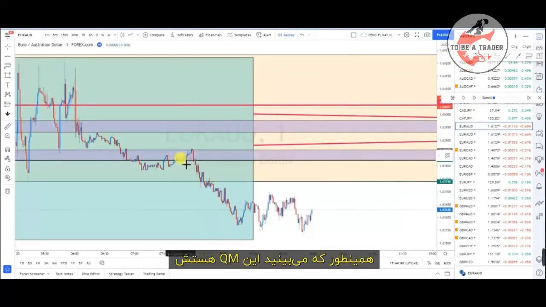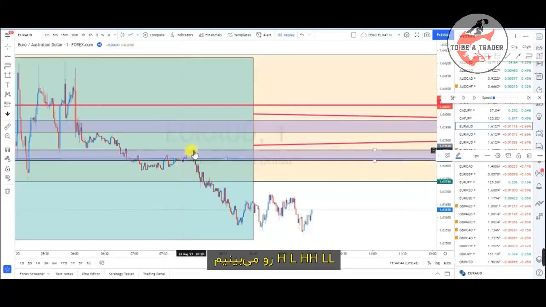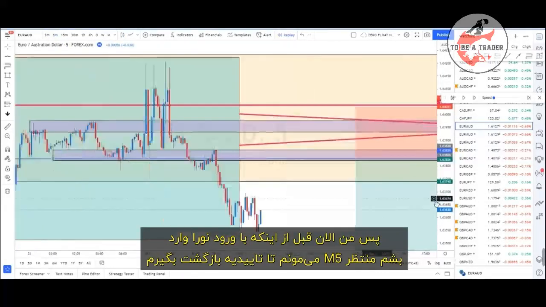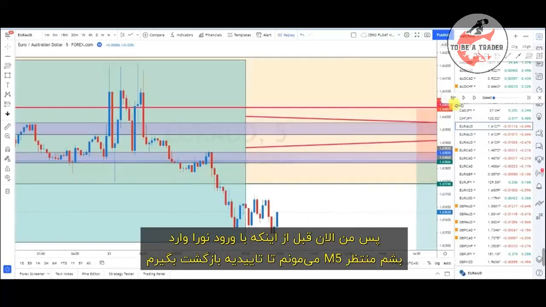As you can see here, this here is the QM. High, low, higher high, lower low. Remember, guys, in the Nora entry that we learned, it is the setup. Inside the setup there is QM. So this is the QM in the M1 for Nora entry. Alright, so what I'm going to do is wait for the M5 later on to come here to have a confirmation of rejection before I enter using the Nora entry method.